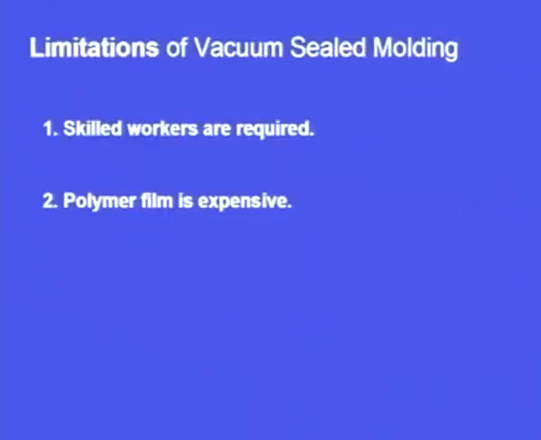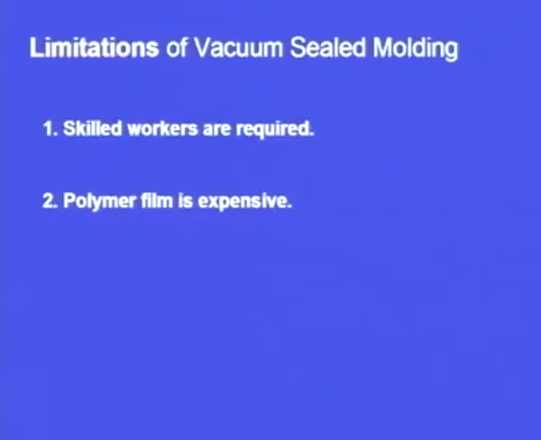And this process has some limitations. Here we have to apply vacuum, and this vacuum should be controlled very carefully. If the vacuum is not controlled very carefully, the sand which is held rigidly inside the molding flask will collapse at any stage. That may be a failure. So for this we require skilled workers, and the polymer film which we are using is expensive. So these are the limitations of the vacuum sealed molding process.